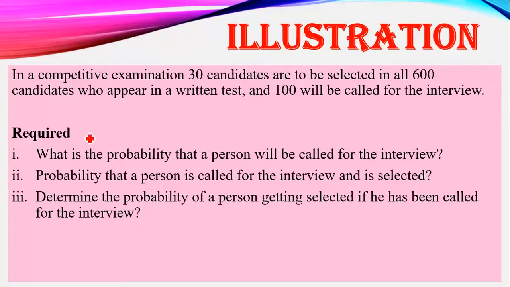So I want us to understand the question first. Where does it start? First of all, there are 600 candidates. But out of these 600, only 100 will be called for the interview. That means selection occurs after the interview. There is a condition there that for you to be selected, you must be called for the interview. That's the first thing you need to understand. Now, let's try solving this question.